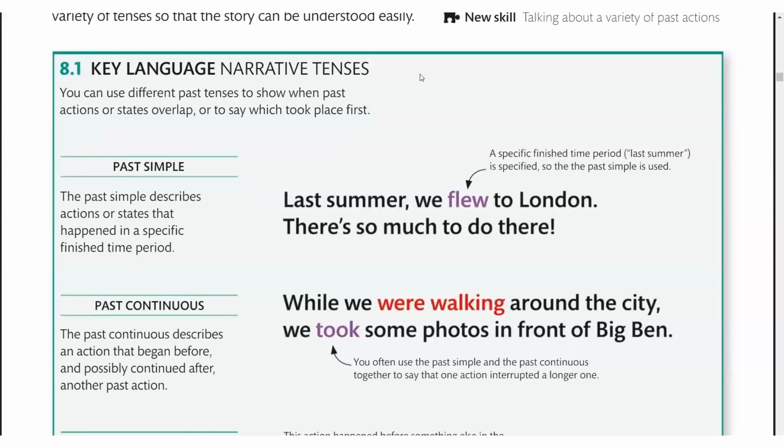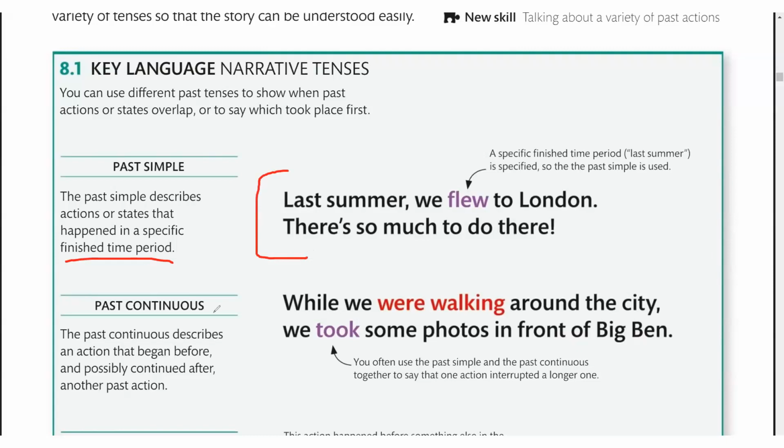So here we have the past simple tense and we have the example. So you should know past simple is when something finished at a specific point in the past. It's completed and it's over. So for example, we can say, last summer we flew to London. There's so much to do there. So we flew there. We arrived, it's a completed action, simple past tense.